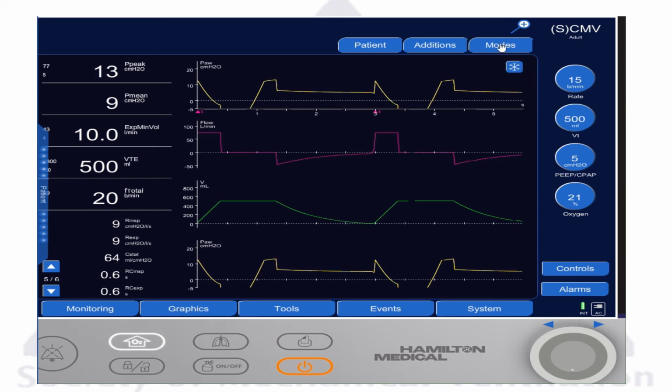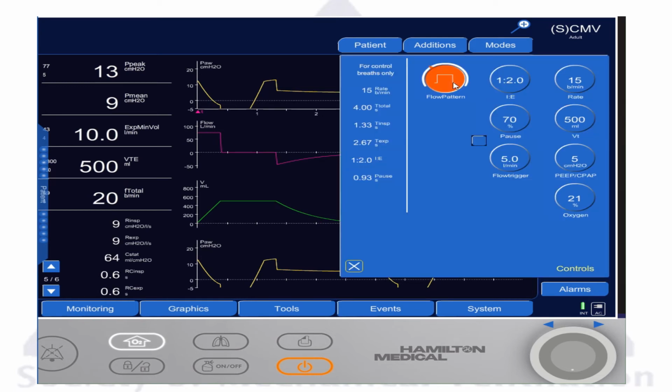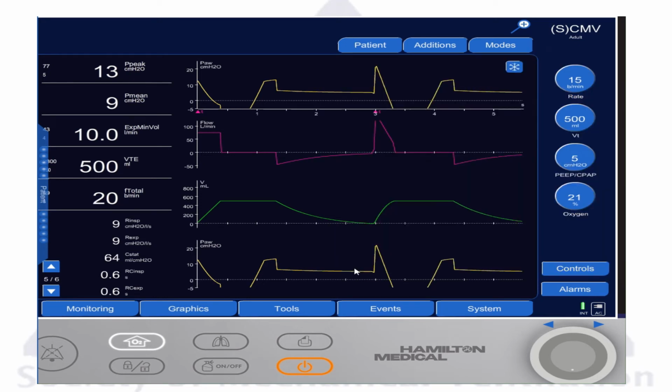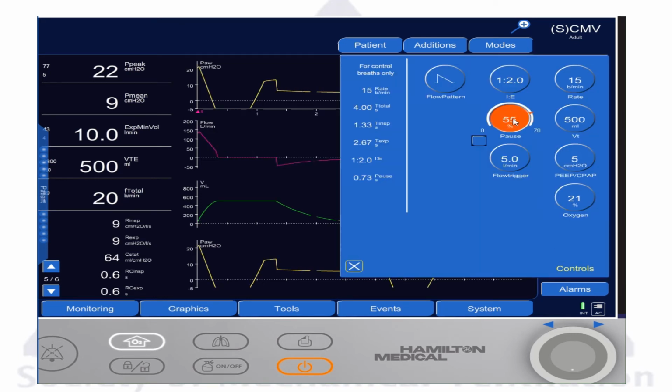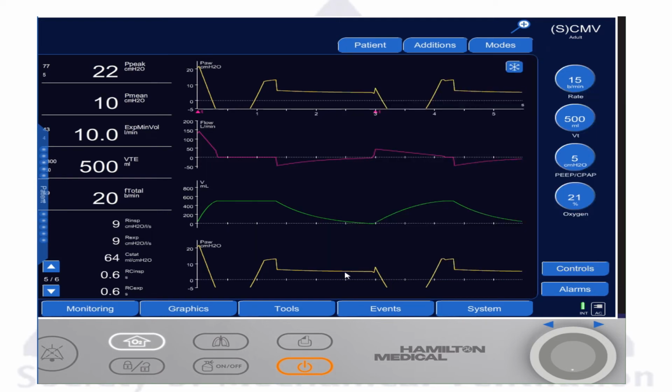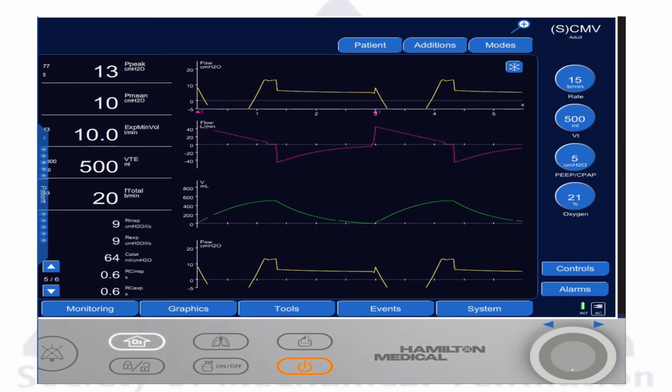I'll show you again the same when we change the flow. It might be a little bit better with the descending ramp. Let's remove the pause. Well, not really. Still, the airway pressure is dipping very hard, again because the patient is working too hard.